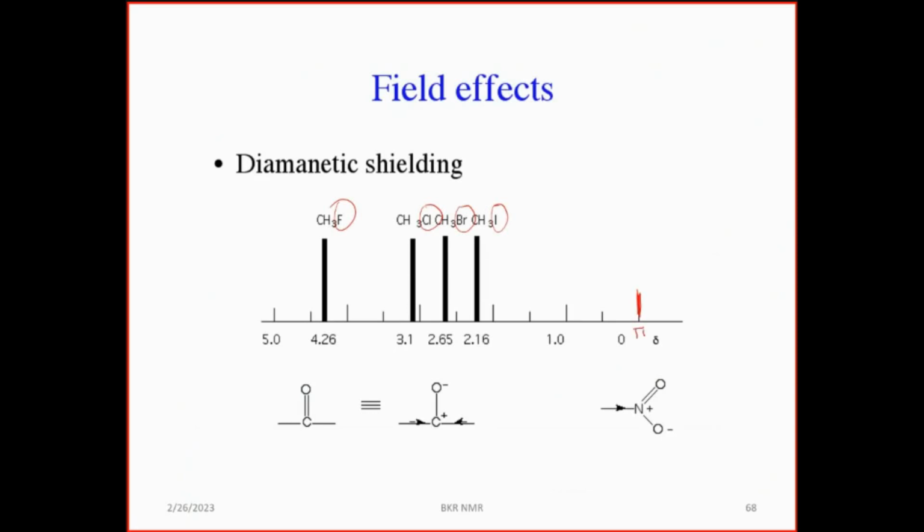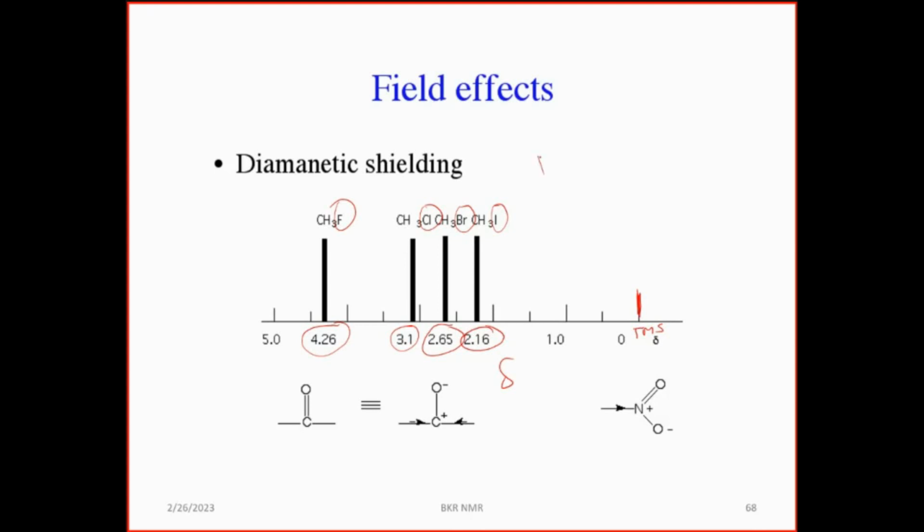Here TMS, tetramethylsilane, is sitting here. So I'm getting 2.16, 2.65, 3.1, 4.26. Now why am I moving away? Why is the delta value moving away? Why am I going away and away from TMS? Because of the substitution. So now why is iodine closer to TMS whereas fluorine is away from TMS? Yes, electronegativity difference. Very good.